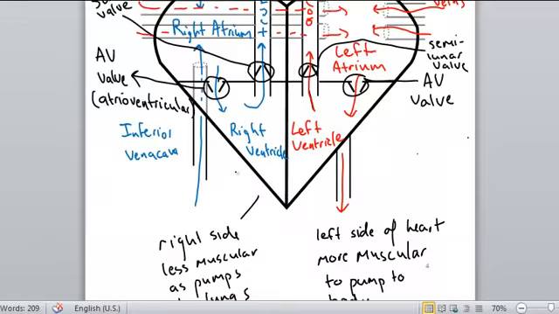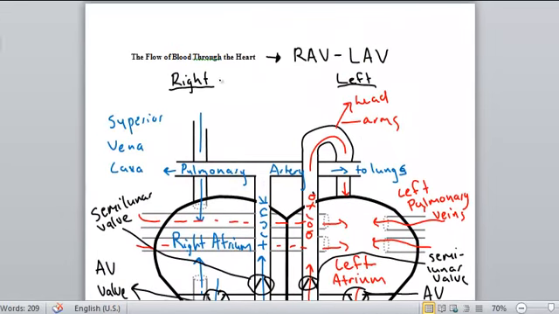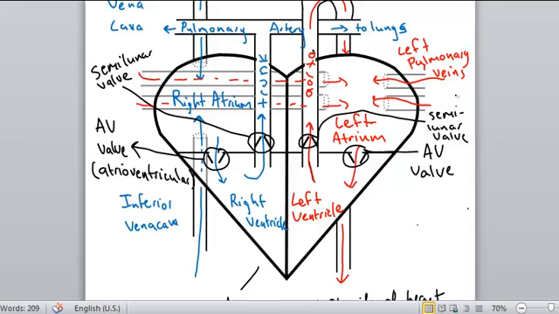And because they're pumping to different sides of the body, the right is what we call the pulmonary circuit, carrying deoxygenated blood, whereas the left is the systemic circuit, carrying the blood to your body. Okay?